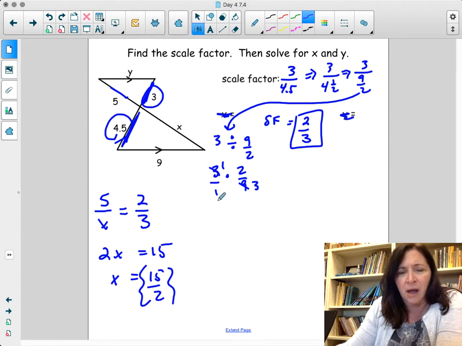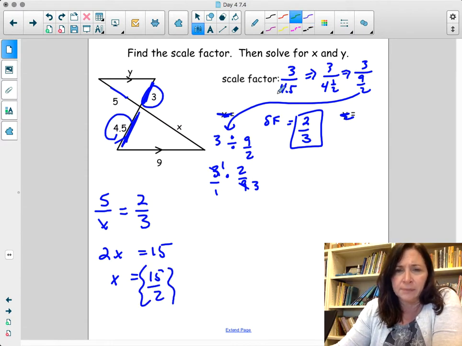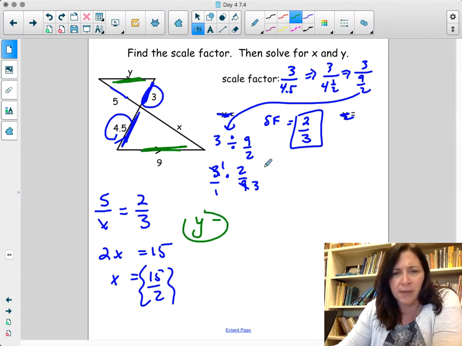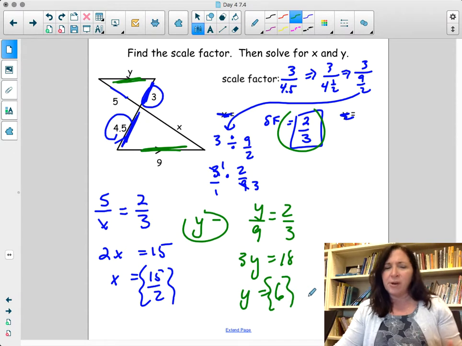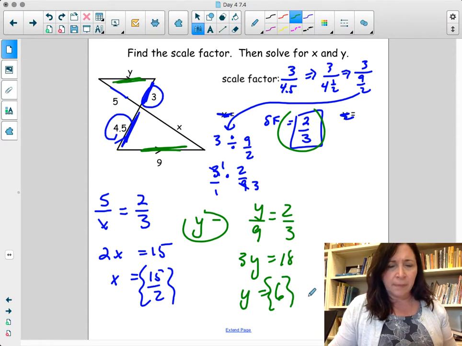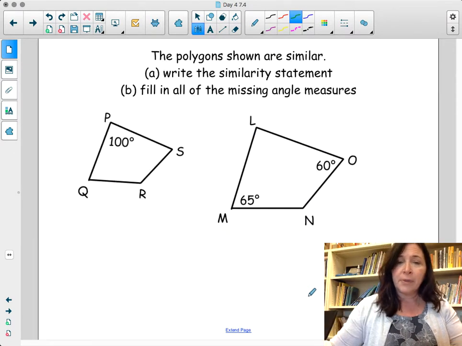Okay. To find y, let's see. Base is to base. So we're going to go y is to 9 as 3 is to 4.5, which reduced again to 2/3. And we're going to cross multiply. 3y is equal to 9 times 2, which is 18. So y is equal to 6. And it's better to put your answers in solution sets, more proper.